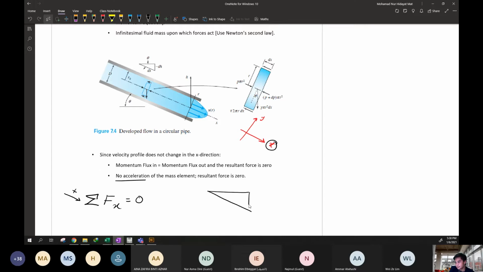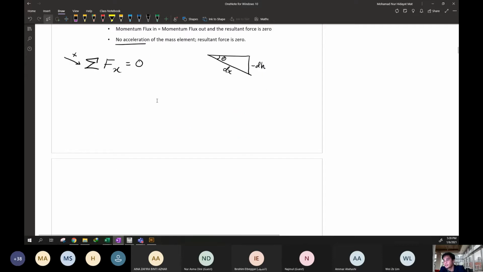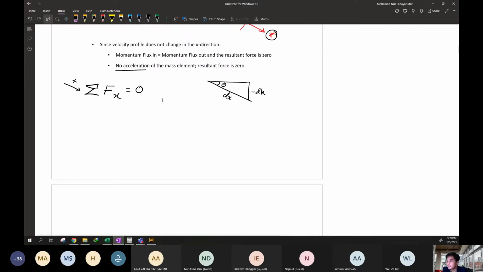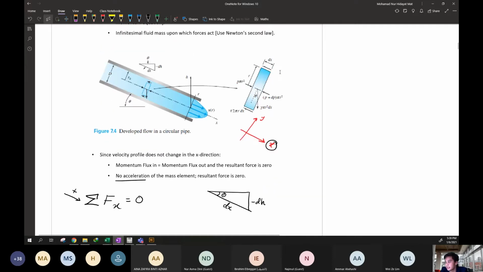This is theta. This is the inclination. This is the pipe inclination. And this is negative dH because the height, this is the depth, going downward, it is negative, and this is the direction of flow, dx. From this triangle, let's form the summation of force based on this elemental approach.